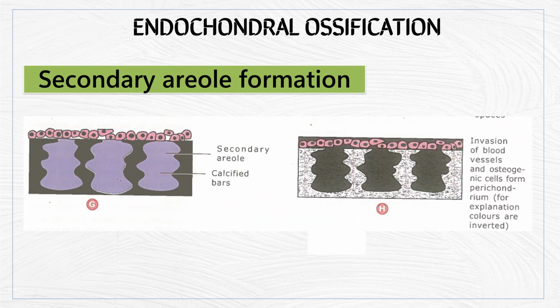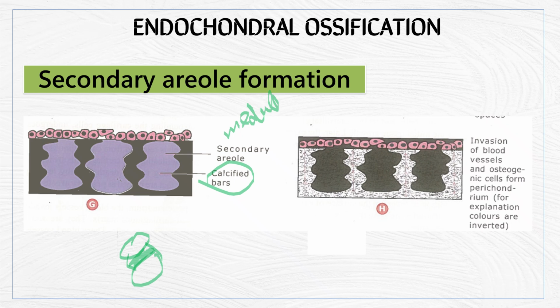And then the secondary areole formation takes place. Secondary areole is nothing but the primary areoles fusing with each other to form a calcified bar. This calcified bar causes an empty space, and this is called secondary areole formation, or otherwise called medullary spaces.